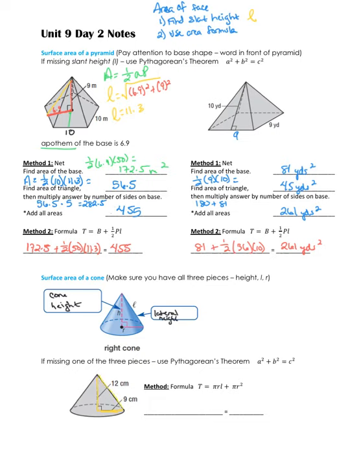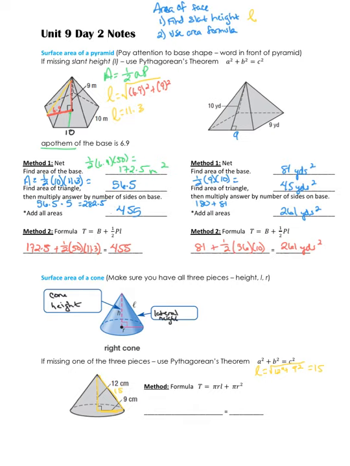I'll do it right here. So L, slant height, is the square root of 12 squared plus 9 squared. So let's put it in the calculator. 12 squared plus 9 squared. 15. Love it when you get a whole number. So we figured out the slant height is 15. L is 15. Let's do the formula.